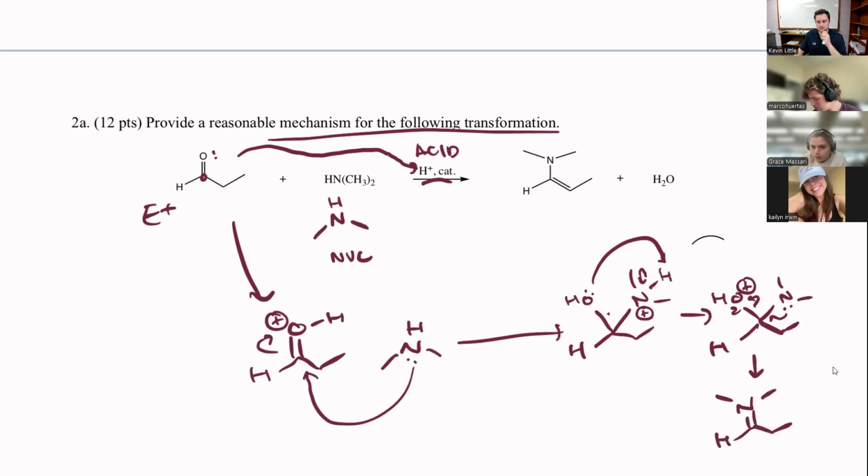What am I missing in this picture? Yeah, and a charge on N. Right. Nitrogen is positively charged. Right. So we can't end there, right? We don't want to end with a positively charged nitrogen. So how do we get it to this product?